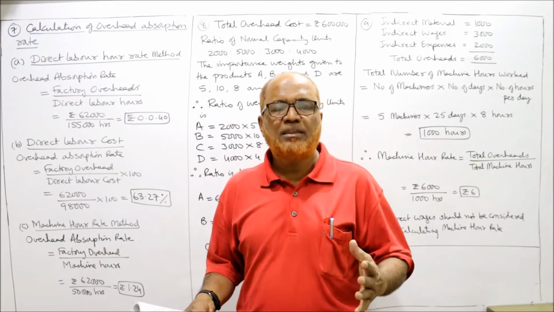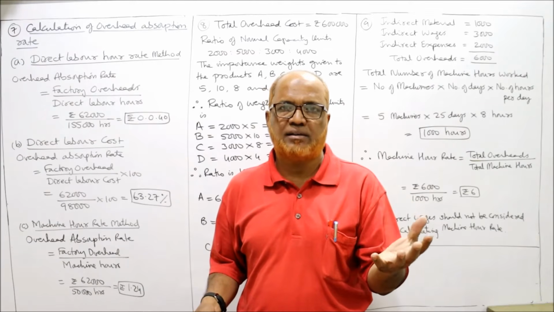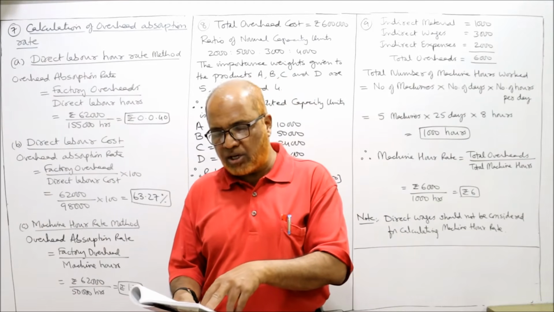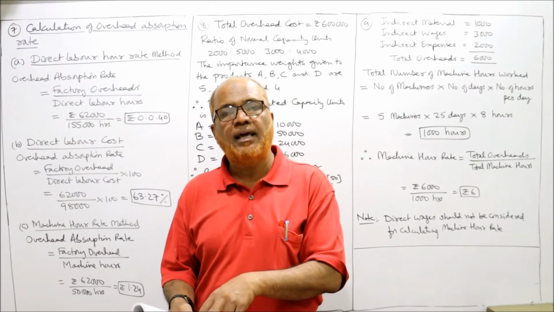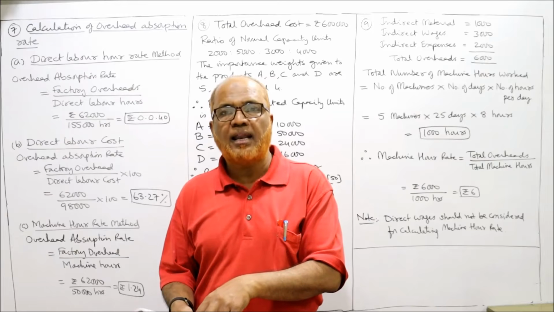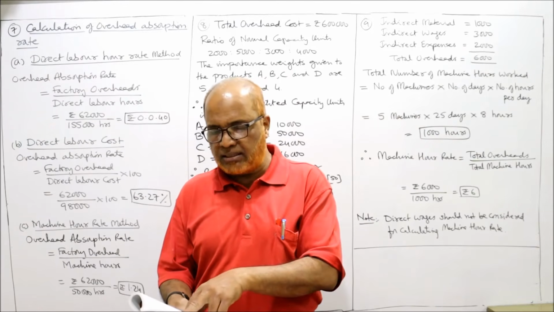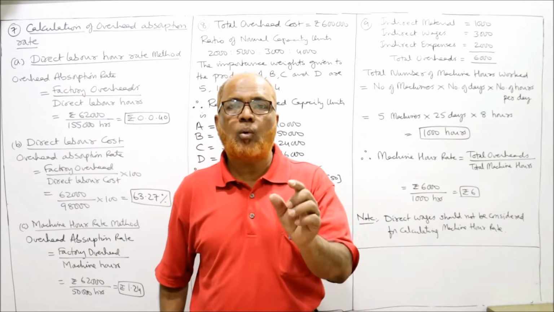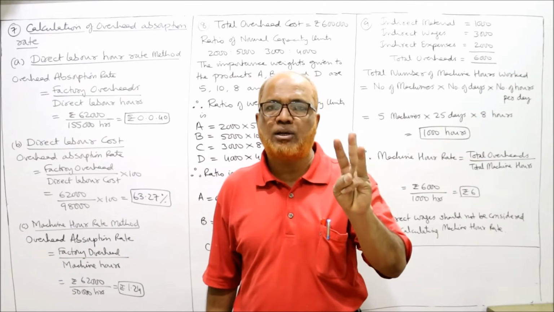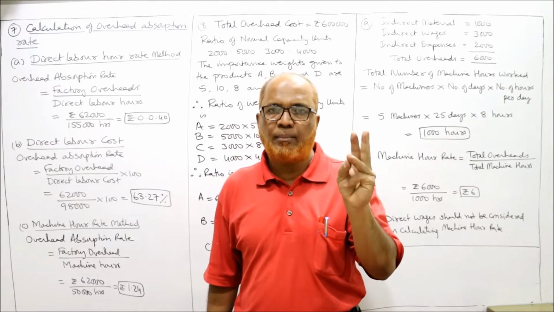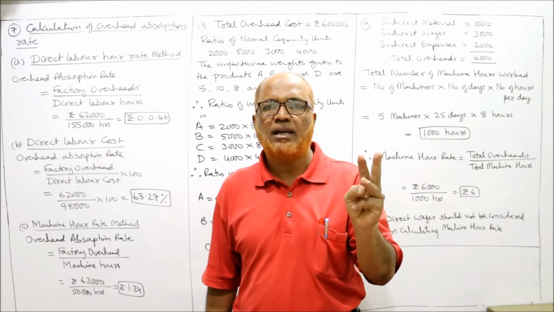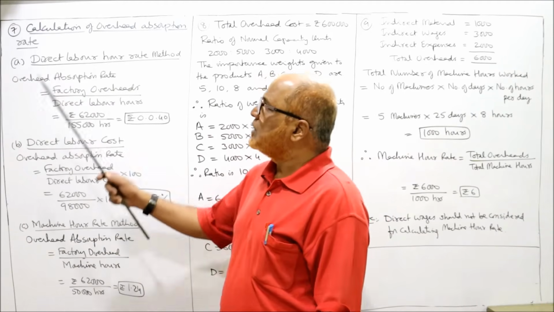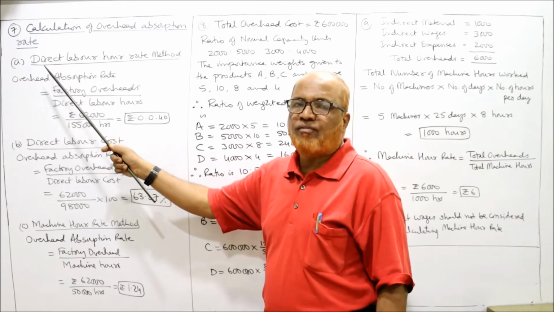So there are different methods of absorbing overheads. Here we have to calculate the application rate using the direct labor hour rate method. Second, the direct labor cost method. And thirdly, the machine hour rate method. So we have to calculate the overhead absorption rate according to three methods. First we'll take them one by one.